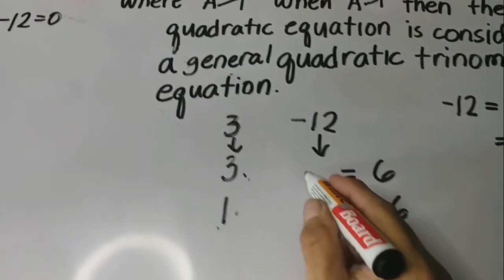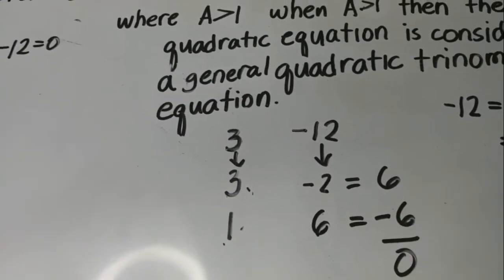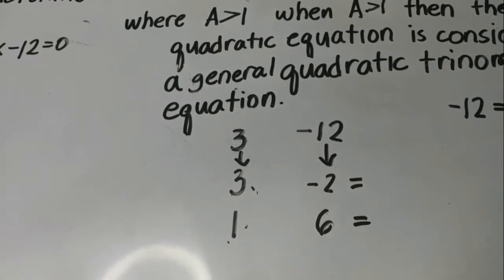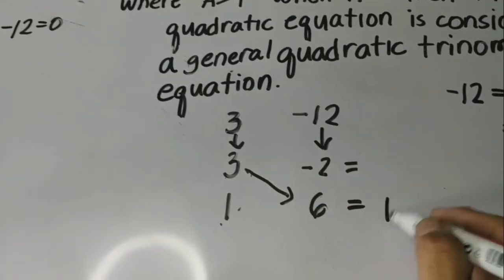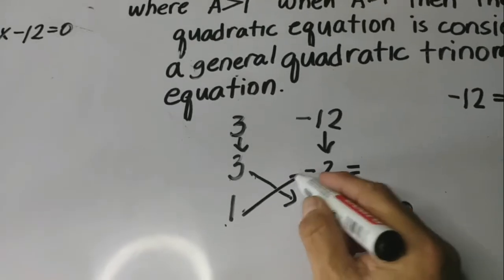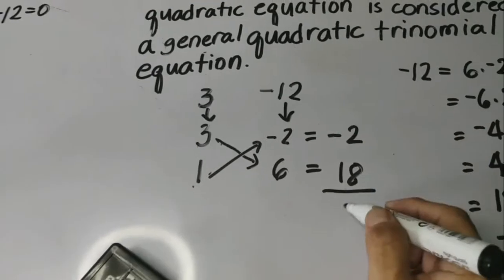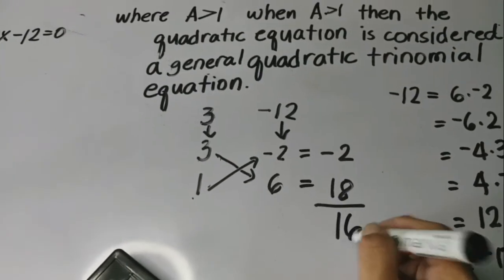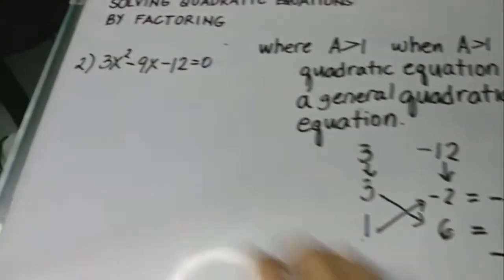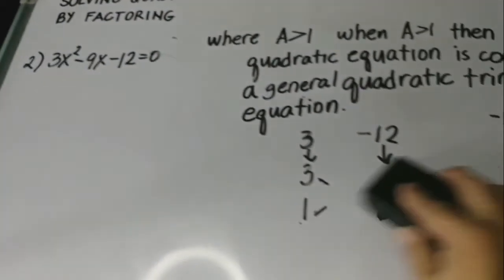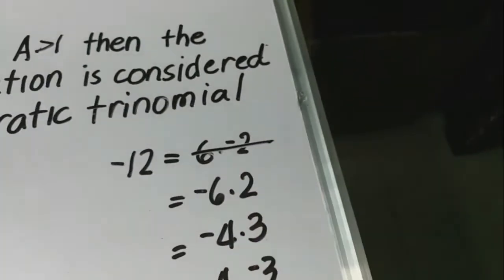Negative 2 and positive 6. Okay. So then cross multiplying, 3 times 6 is 18. Then 1 times negative 2 is negative 2. Then 18 minus 2 is positive 16, which is entirely different from negative 9. So these factors here are not correct.